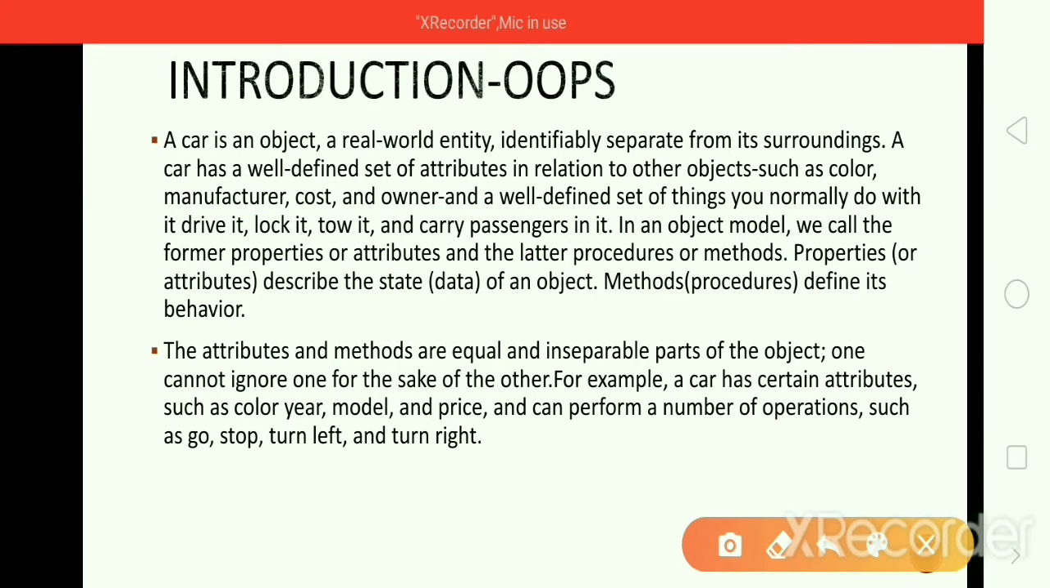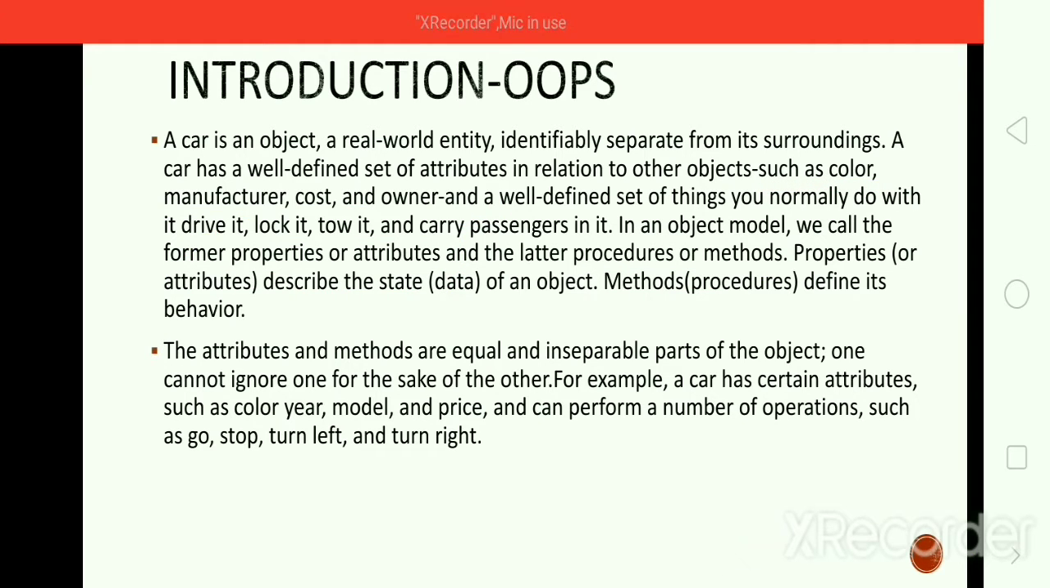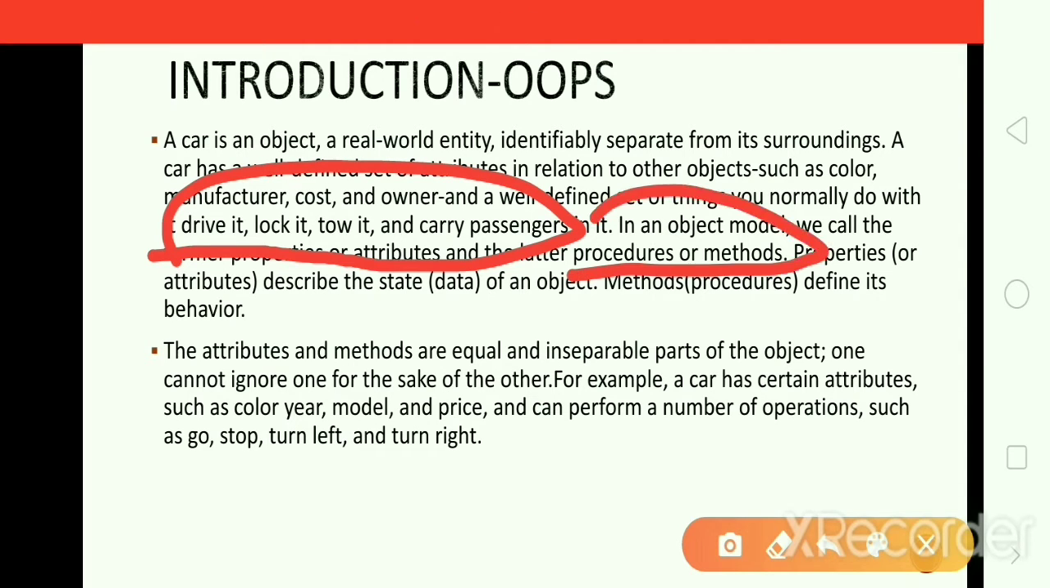So in an object model, we call the former properties or attributes and the latter procedures or methods. Color, manufacturer, cost, owner. These are properties or attributes of your objects. And the things you can do with the car: drive, lock, tow, carry passengers. These are procedures or methods you can call.